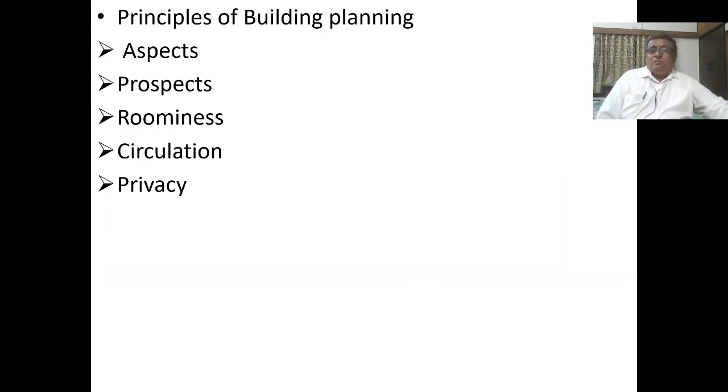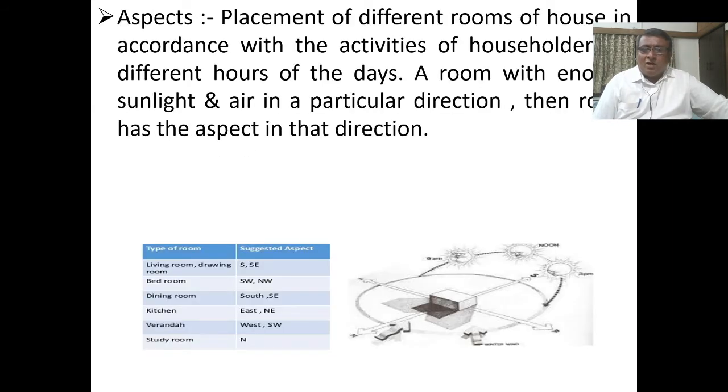Now, principles of building planning. Let's see principles of building planning. There are nearly 5 principles for building planning. First one is aspects, second one is prospects, third one is roominess, fourth one is circulation, and fifth one is privacy.